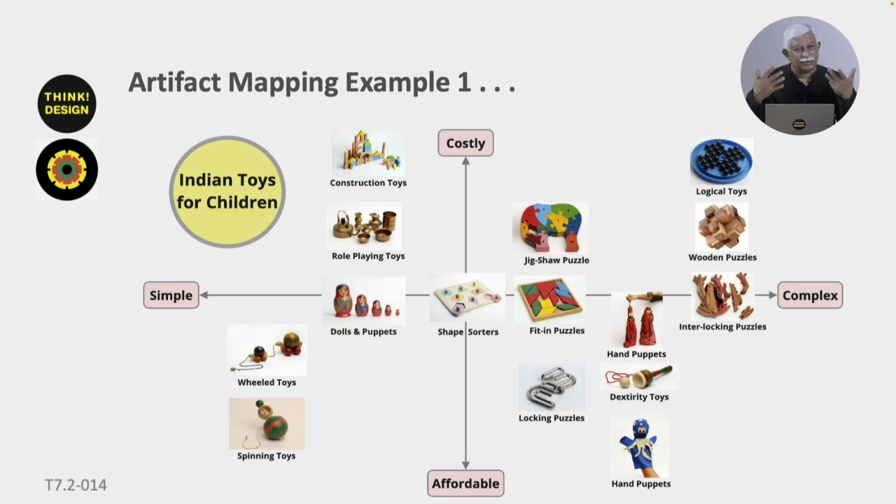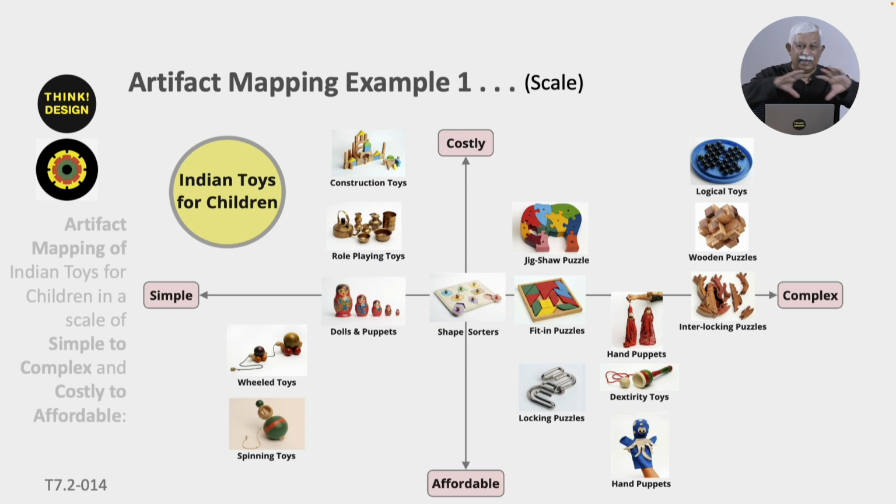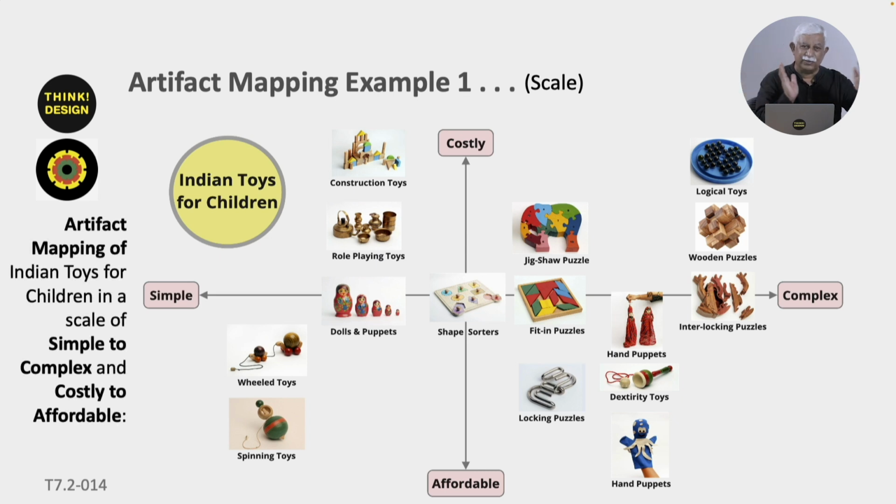Or you can do it in another dimension. For example, here a scale has been used. Some toys which are simple are at one end and complex on the other side, and those which are costly and affordable are on another scale. So, you have 2 scales here, and a very interesting mapping turns out.